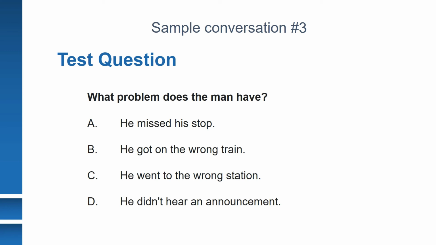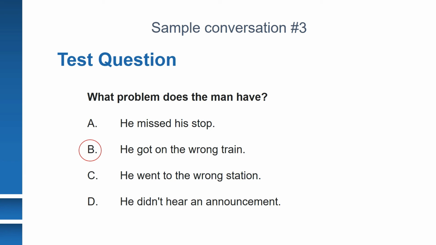A, he missed his stop. B, he got on the wrong train. C, he went to the wrong station. Or D, he didn't hear an announcement. And the answer is B, he got on the wrong train.